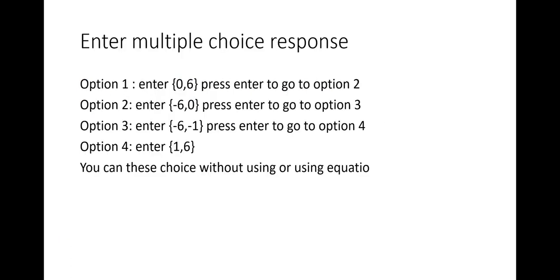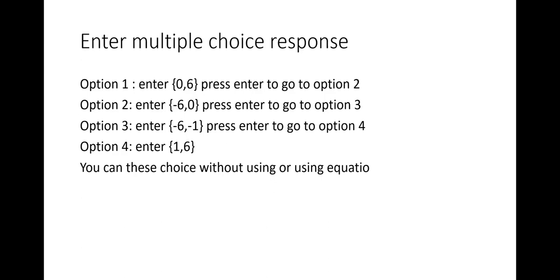Suppose for your answers you selected multiple choice instead of short answer or paragraph. To enter multiple choice, for option 1, I'll enter 0, 6, then I'll press enter, which will take me to option 2. I'll enter -0, 6, then press enter again, it will take me to option 3. It's -6, -1, then enter again, takes me to option 4, I'll say 1, 6. You can either just type from your keyboard, or you can use Equatio and insert these answers.